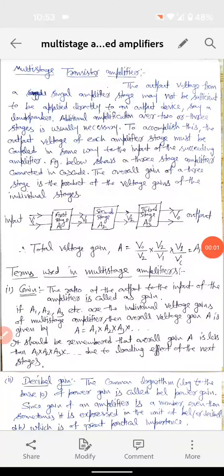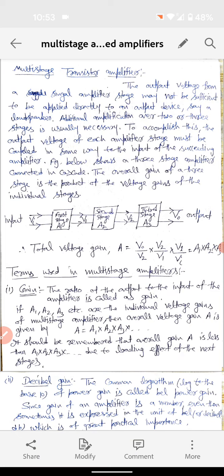Hello students. So today we will start our next lecture which is regarding multi-stage transistor amplifier. So till now, if you remember, we did the classification of amplifiers, and then we moved to two basic amplifiers: common base transistor amplifier and common emitter transistor amplifier.